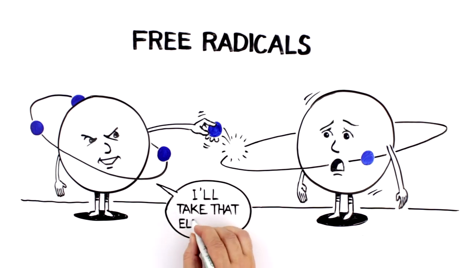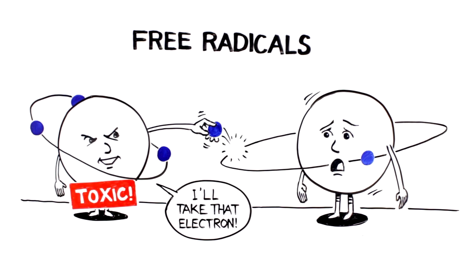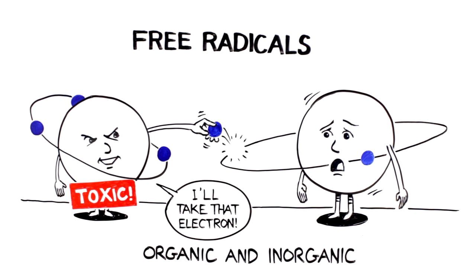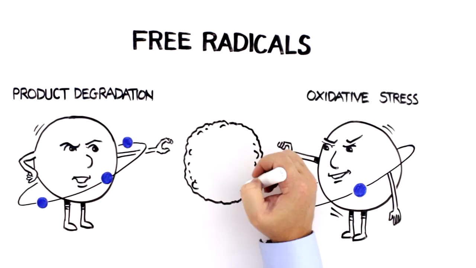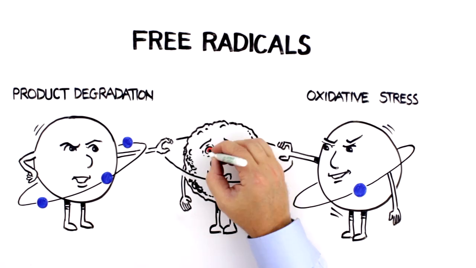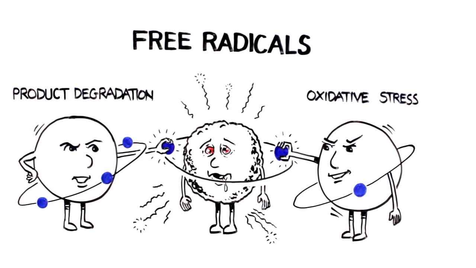Whether it's cells and proteins in the human body or food and beverages, defective materials are bad news. Free radicals can be very toxic and can show up in organic and inorganic material. They also play a part in important processes such as product degradation and oxidative stress. That means that detecting free radicals is crucial in a wide variety of research applications.